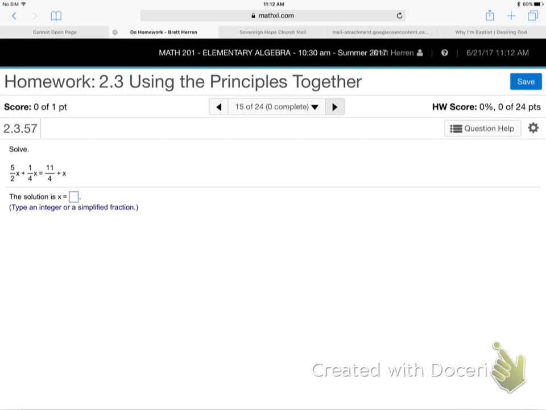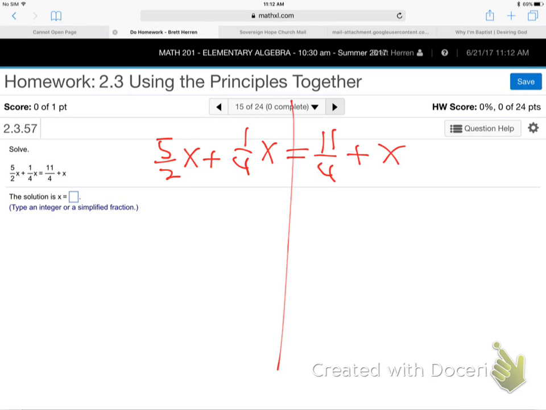And then I'll move on to the next section. So one more time on this. So 5 halves x plus 1/4 x equals 11/4 plus x. Okay. So this is the one I'm talking about. We're not going to come in here and do common denominator. Well, we are going to do, but not like that. That's not what I'm going to do. Does everybody see what I'm saying? Don't do top and bottom.